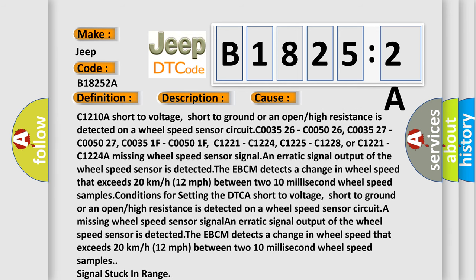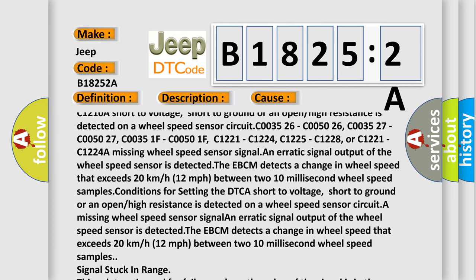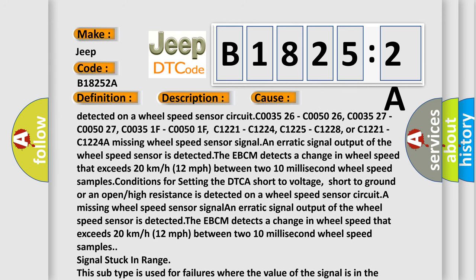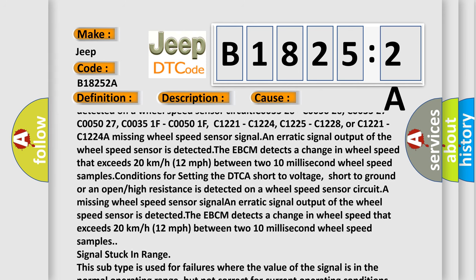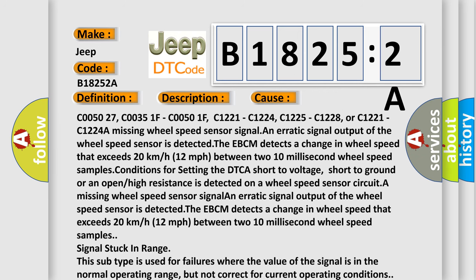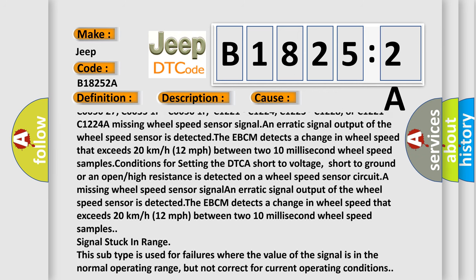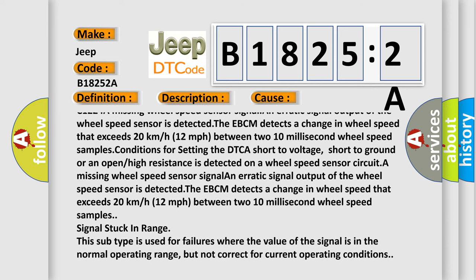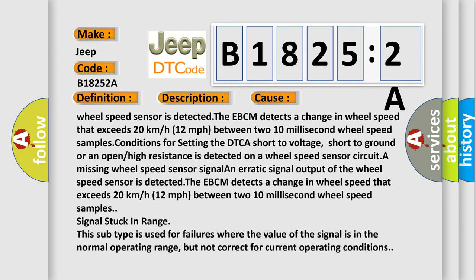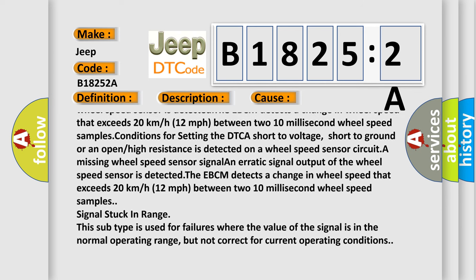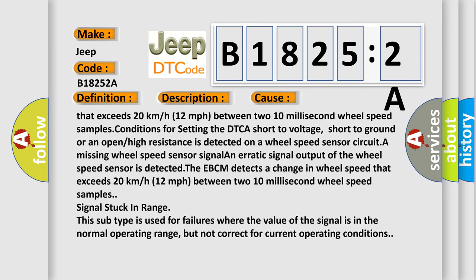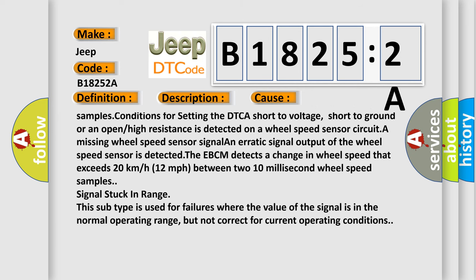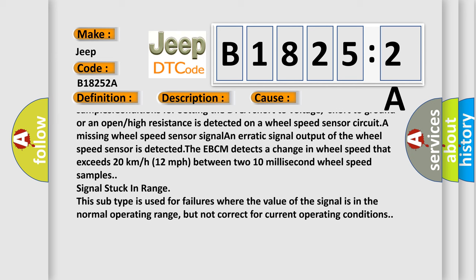C003526, C005026, C003527, C005027, C00351F, C00501F, C1221, C1224, C1225, C1228, or C1221, C1224. A missing wheel speed sensor signal. An erratic signal output of the wheel speed sensor is detected. The EBCM detects a change in wheel speed that exceeds 20 km/h, 12 miles per hour, between two 10 millisecond wheel speed samples.